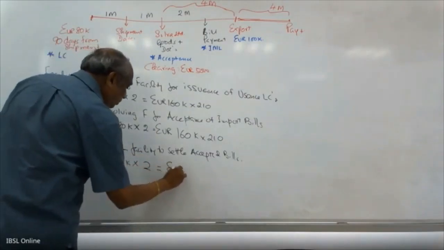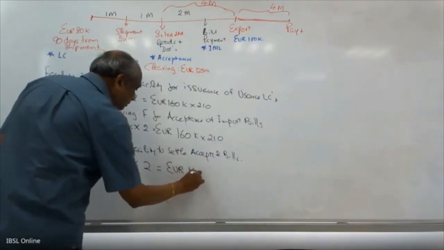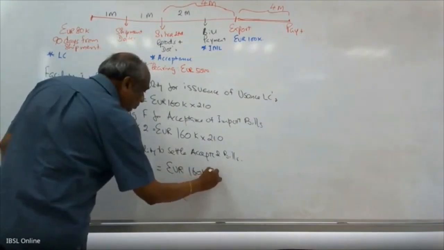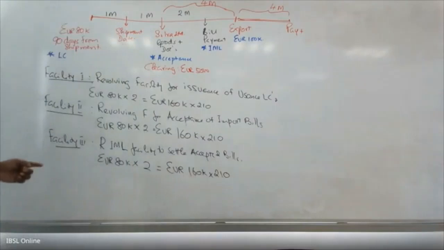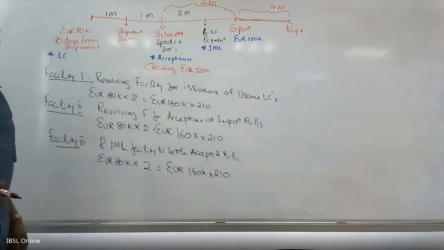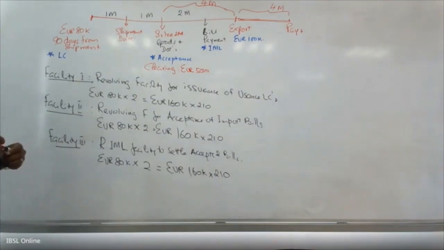So it is Euro 80,000 into 2. Euro 160,000 into 210. Is there anybody who can understand why it is 2 instead of 6? Instead of 6, why is it 2? Am I to explain it again, or is it clear for you?